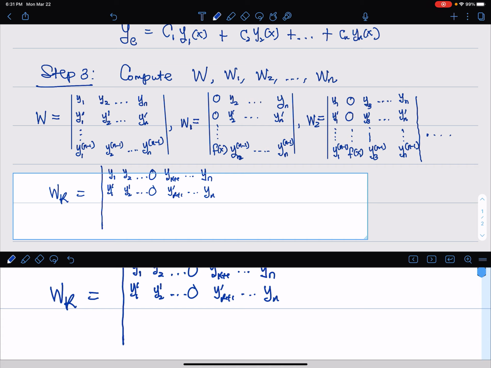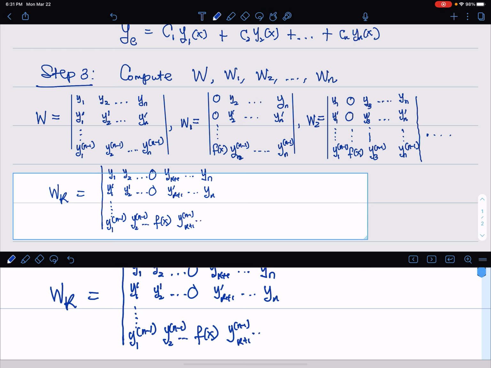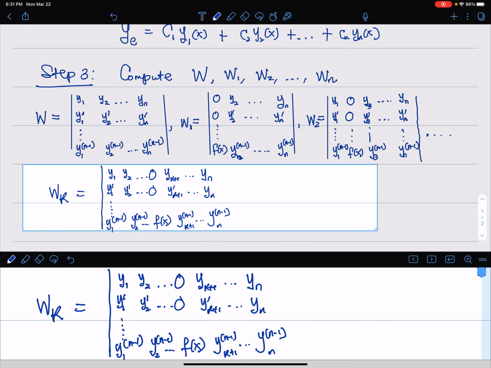And then you have, so take all the derivatives. So here we have y1 n minus 1, y2 n minus 1 all the way, and then here you have your f of x there. This is yn minus 1 of k plus 1 all the way to yn minus 1 of yn. Okay, so this is a general definition of these Wronskians.